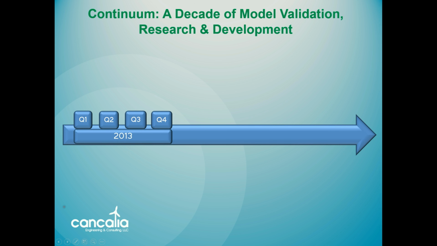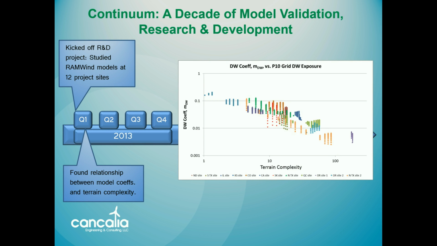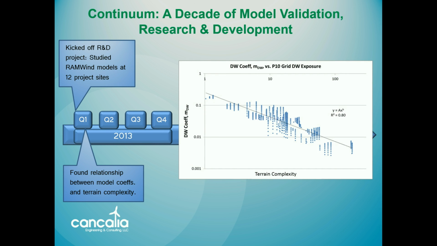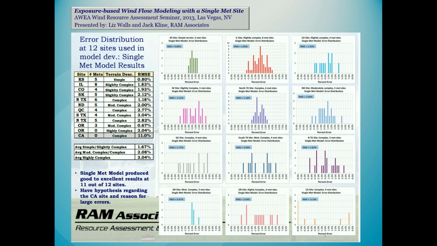So in early 2013, I kicked off a study where I analyzed models from 12 different project sites to try to find some sort of common link, and I found that there exists a relationship between the coefficients and terrain complexity. With this defined relationship, we then had a method to predict the coefficients instead of having to rely on empirical observation. I presented my model at the OEA workshop and demonstrated the accuracy by predicting the wind speed at each MET site used in the study. The errors were quite low and ranged from 1.7% at simple sites to around 3% at highly complex sites.